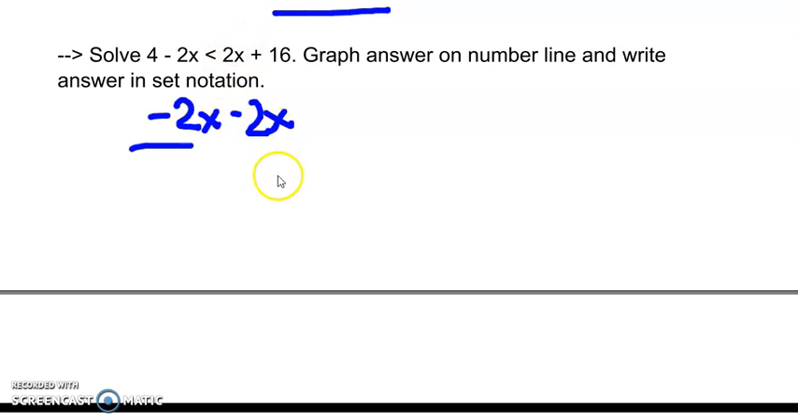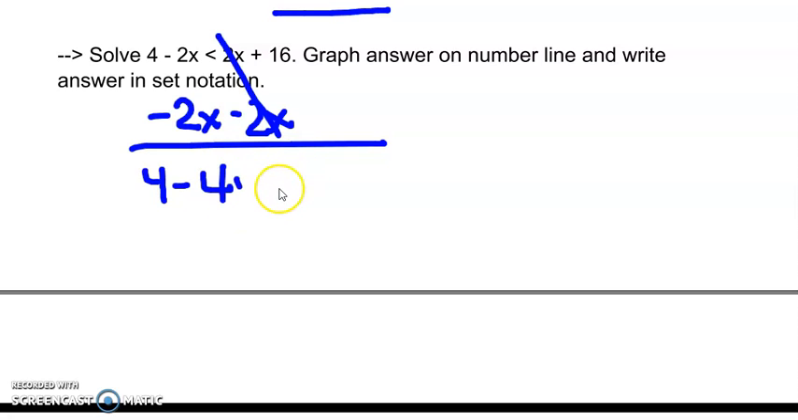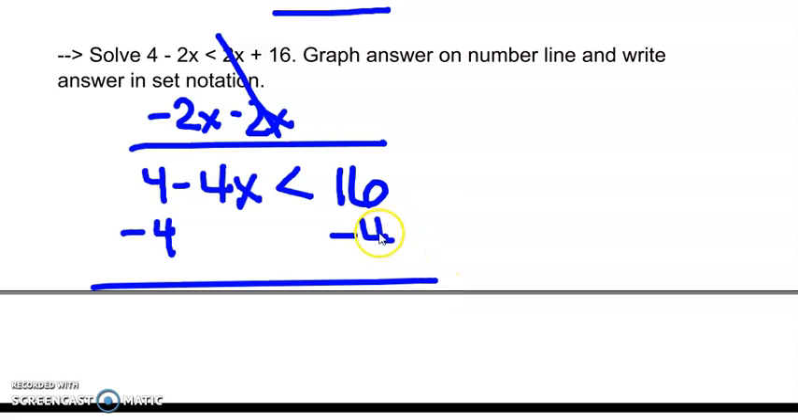So on the right side, the positive 2x and the negative 2x cancel out, and I end up with 4 minus 4x is less than 16. Notice that I still have that same sign. You keep that sign the same unless you multiply or divide by a negative number. Now I need to subtract 4 from both sides. So I'm doing the same steps I would do as I would if this was an equation. I get negative 4x is less than 12.